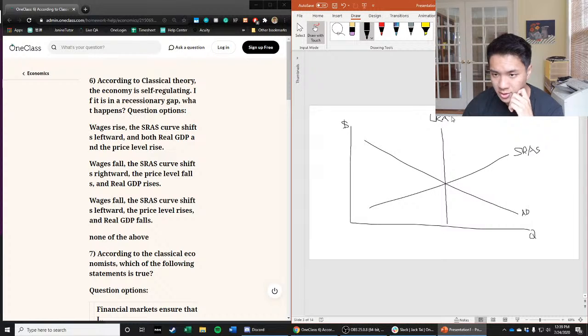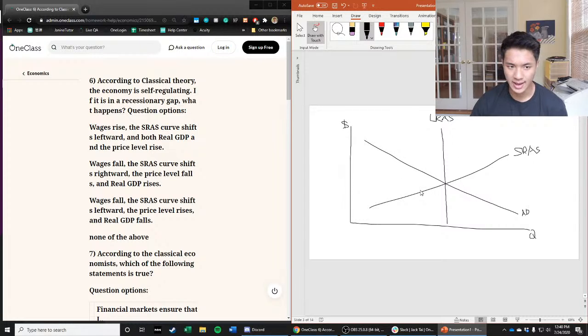So at equilibrium, this is what we expect, right? In both the short term and the long term. And this long-run aggregate supply curve is a vertical line because it represents full employment, potential GDP, right? So it's the long-term GDP goal we would see in the future. So that's the default equilibrium. Now the question tells us it's in a recessionary gap. So what does that mean?